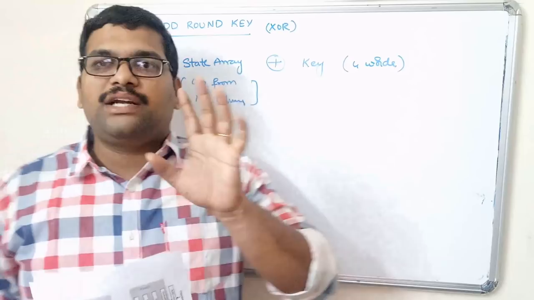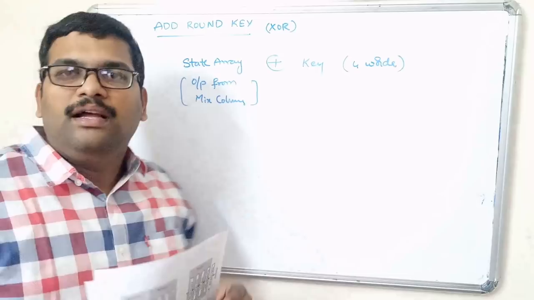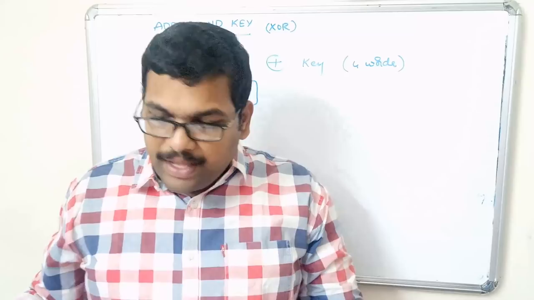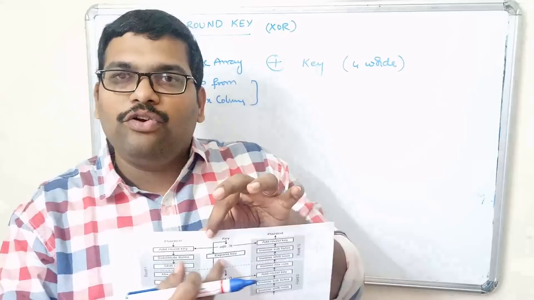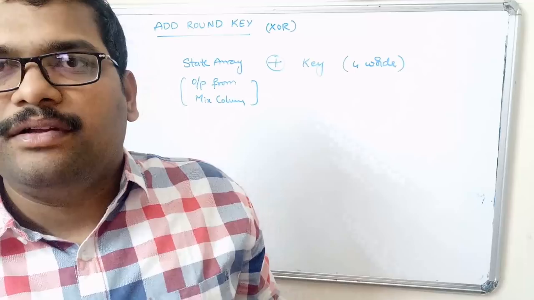So we have to repeat all these 4 steps in 10 rounds, 10 times. And in the 10th round, we need not apply the mix columns. Before applying the first round, first we have to add the key. That means word 0 to word 3, we have to apply the add round key. So hope you understood this.